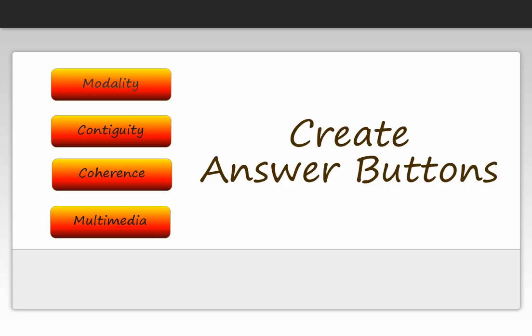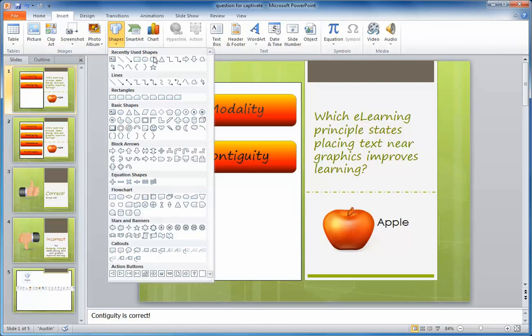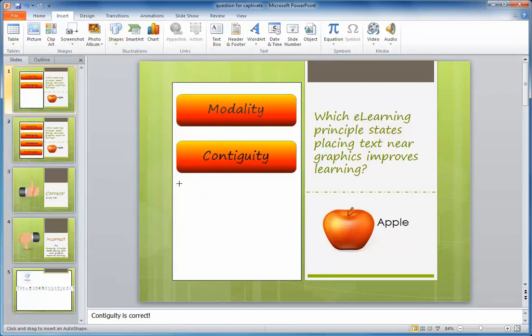In this section, you'll learn how to create answer buttons for multiple choice questions. Okay, creating answer buttons in PowerPoint is pretty simple. First thing we're going to do is go to Insert and then Shapes. And then I've been using the rounded rectangle shape. There you're going to left click and drag the box to about the shape you want it.